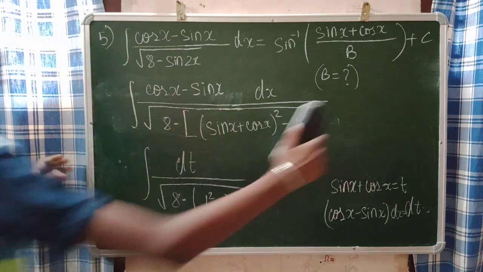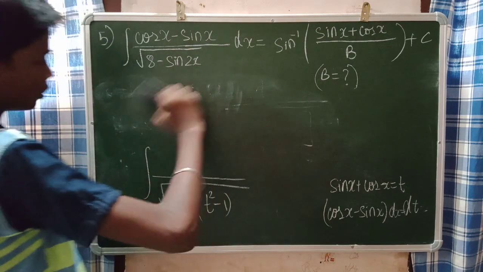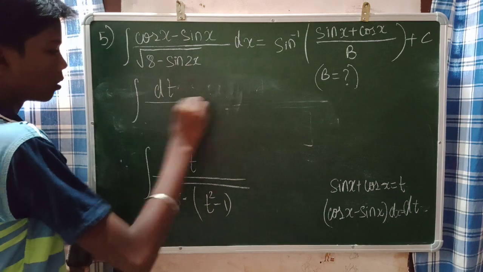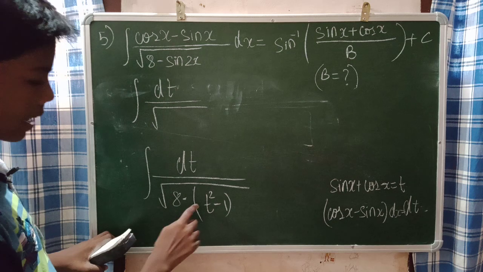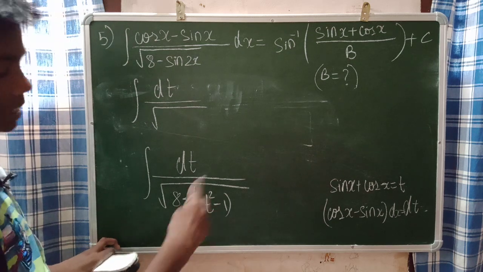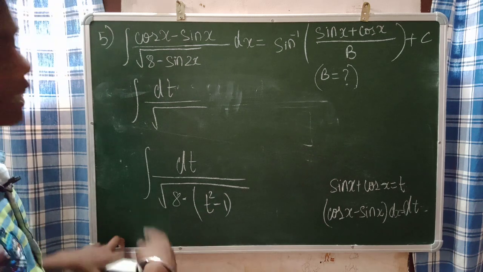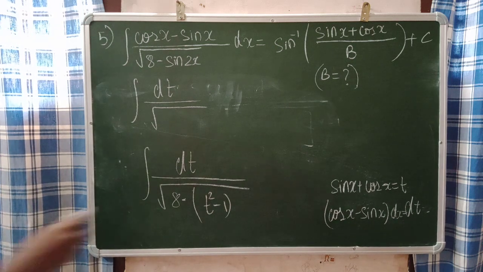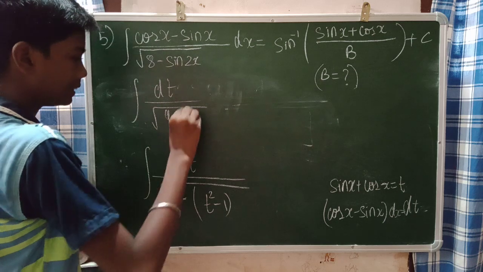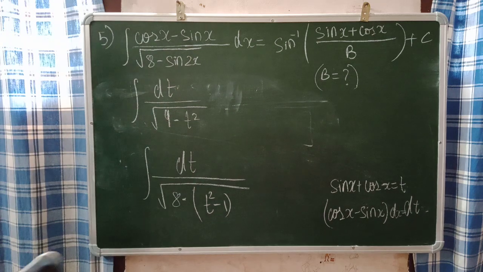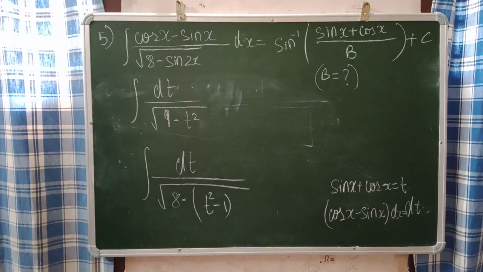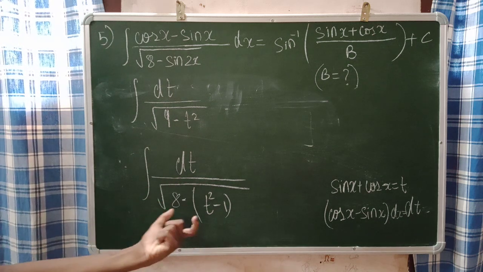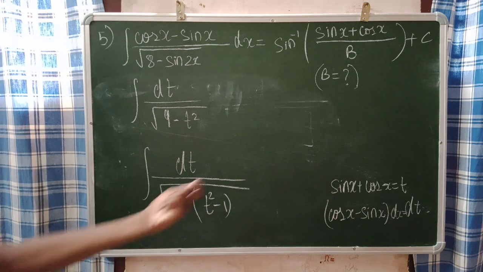Now after this I will rub this. So I can write the same integral as integral of dt divided by root of 8 minus (t square minus 1). Because 8 minus (t square minus 1) will be nothing but 8 minus t square plus 1. So 8 plus 1 is what? 8 plus 1 is 9. So I can write the inside value as 9 minus t square. Very simple guys. Minus into minus is plus, so 8 minus t square plus 1 is 9 minus t square.